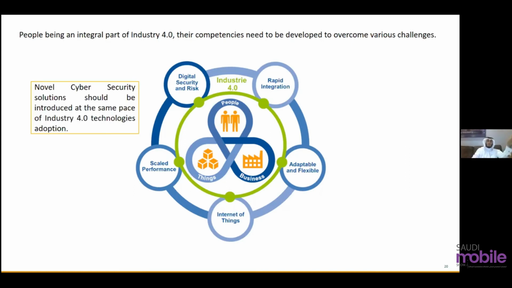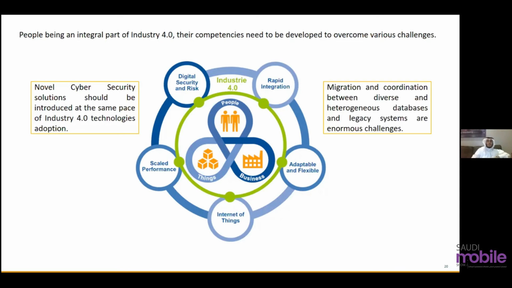One of the challenges here is that we need novel cybersecurity solutions that should be introduced at the same pace of Industry 4 technologies adoption. We need to keep the same pace, or even faster, with the advancement in Industry 4. We need to have cybersecurity solutions.